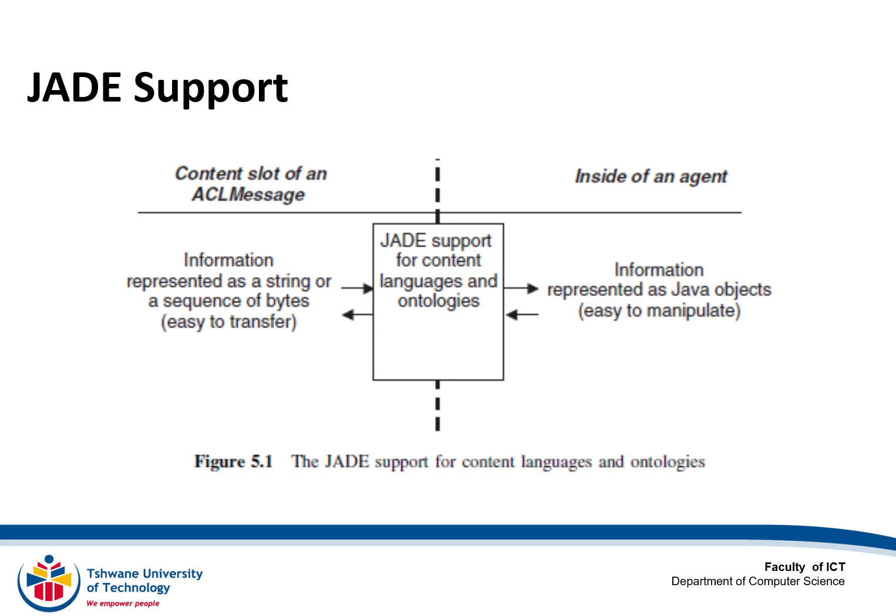Some of the stuff that I discussed a bit earlier: you start with a raw string or a sequence of bytes that will need to be processed through Jade and appear on the other side as information represented as Java objects, because that is what would be understood on the other side. That is basically what this particular screen talks to. On the content slot, you start with your normal ACL message in that string format, and then through Jade support for content languages and ontologies, you'll be able to translate that into the equivalent Java objects that can then be processed inside an agent.